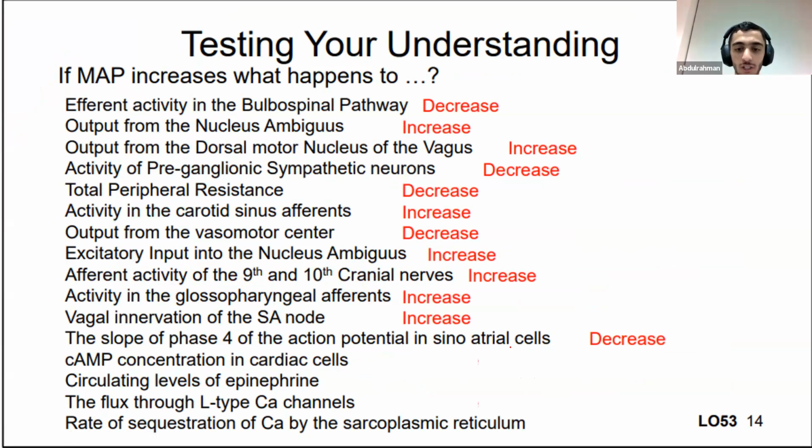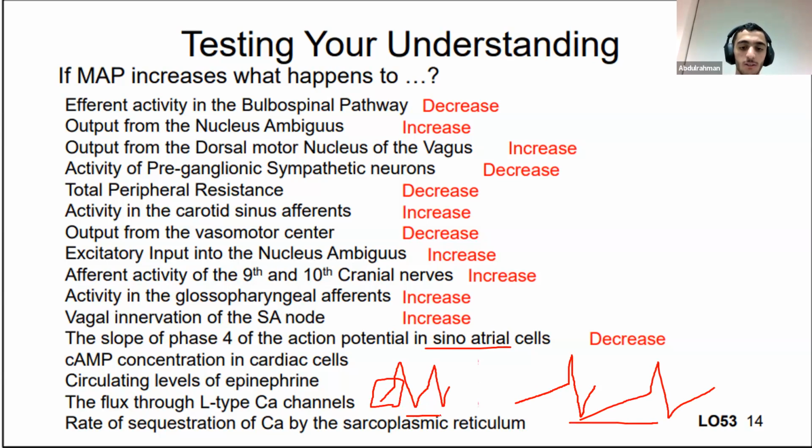Now, SA node cells, their action potential was something like this, if you remember. So phase 4 is right over here. If we have a decreased slope of phase 4, it will look something like this. This is a decrease in the slope, and as you can see, it takes way longer compared to this.